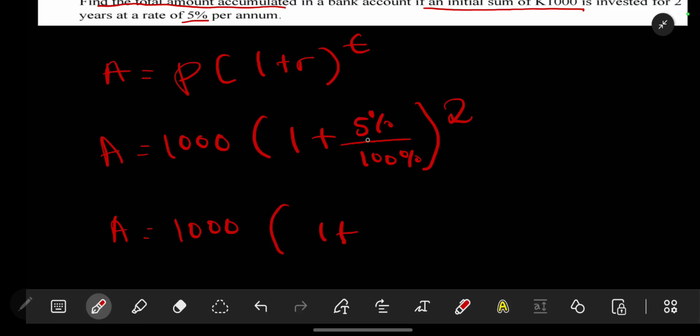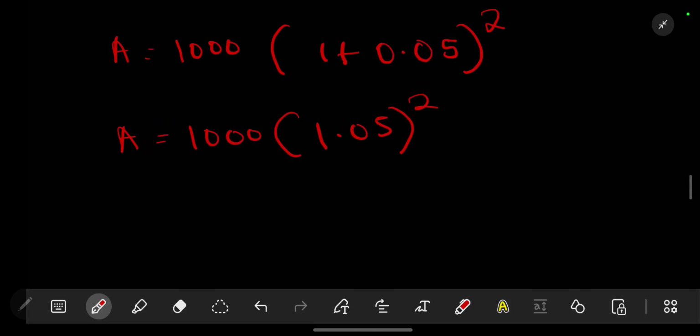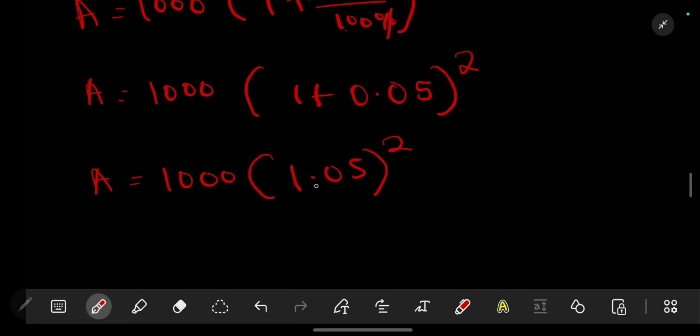Then we have 1 plus 5 divided by 100. So this and this cancels. You add a 0. So let me just create space. You add a 0. 50 divided by 100 is still 0. You add a 0. 500 divided by 100 is 5. So we have the power of 2 like that. So our A should be equal to 1,000 times 1 plus 0.05, which is 1.05 to the power of 2 like that. Then just multiply 1.05 by itself.